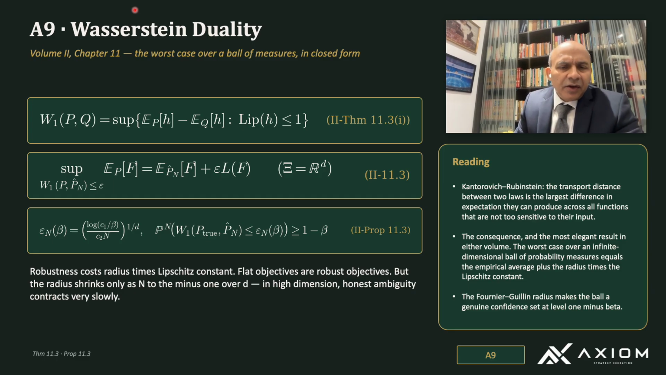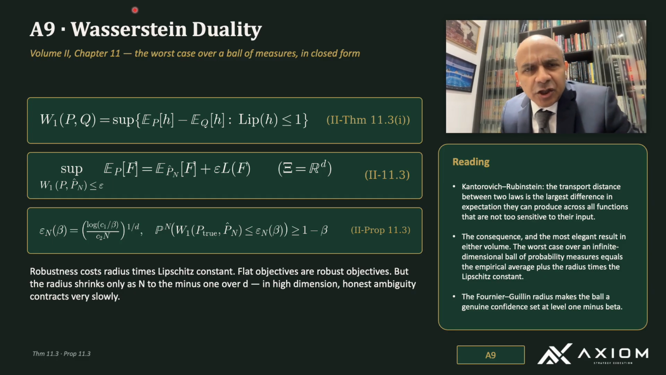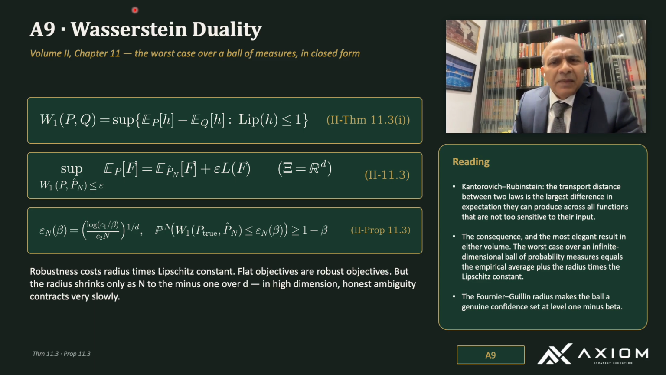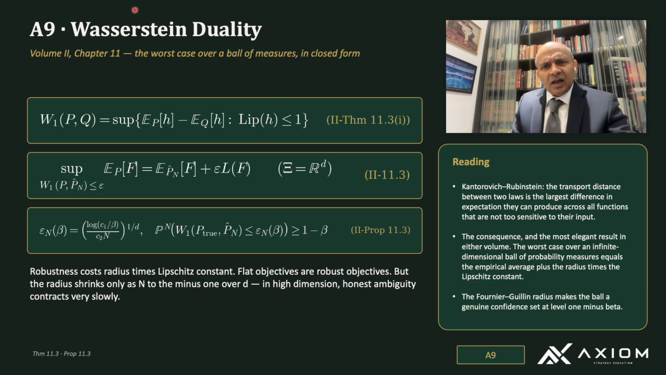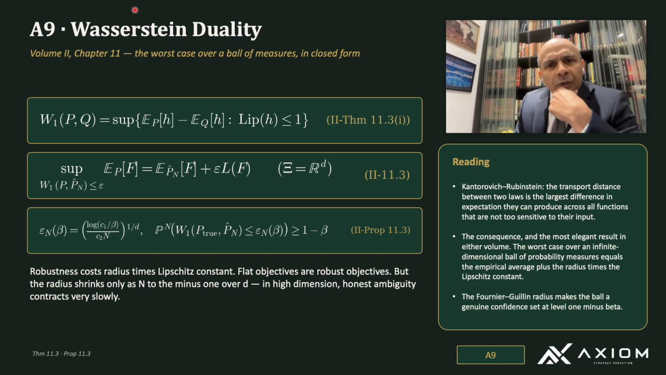Theorem 11.3, the Kantorovich-Rubinstein theory. The transport distance between two laws is the largest difference in expectation they can produce across all functions that are not too sensitive to their input. The worst case over an infinite dimensional ball of probability measures equals the empirical average plus the radius times the Lipschitz constant, as we've discussed. So the first equation over here is the Kantorovich-Rubinstein duality, the Wasserstein distance via Lipschitz test functions.